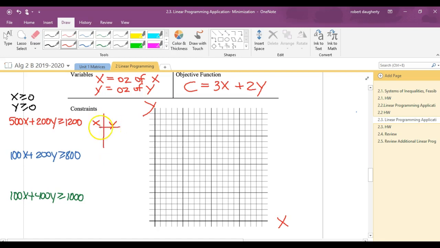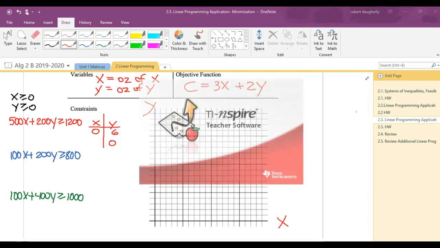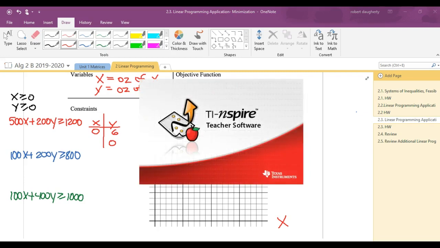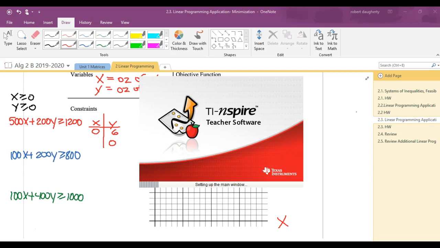Before I graph, I will always go find the x and y intercepts so I can graph this appropriately. Okay. If x is 0, then what does y have to be? 6, right? Okay. If y is 0, x has to be what? Yeah, it's 1,200 over 5, which is what? We can round that to a decimal. It's 2.4.